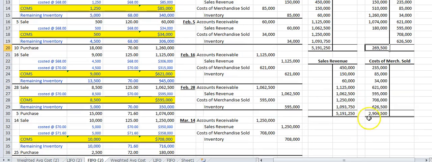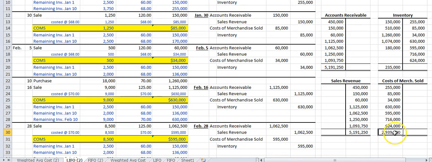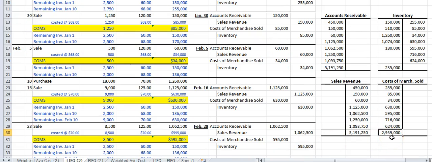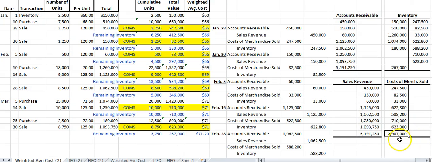And let's take a look. We had 2,904,000 versus FIFO 2,939, and weighted average cost is 2,907,000. So FIFO did indeed give us the lowest cost of merchandise sold. LIFO should give you the highest, because you're using the latest layer, which tends to be at a higher cost under an inflated scenario, right? Inflation. So as you can see, 2,939 is indeed the highest cost of merchandise sold, and the weighted average is going to fall somewhere in between.